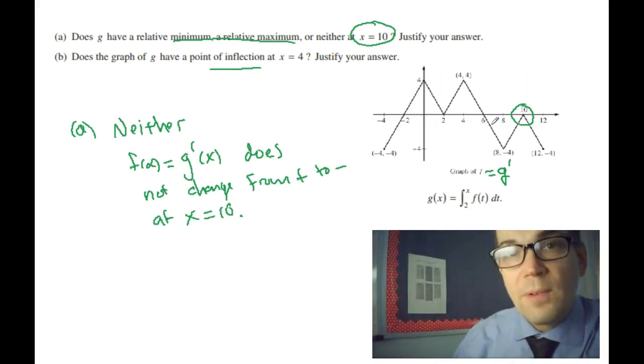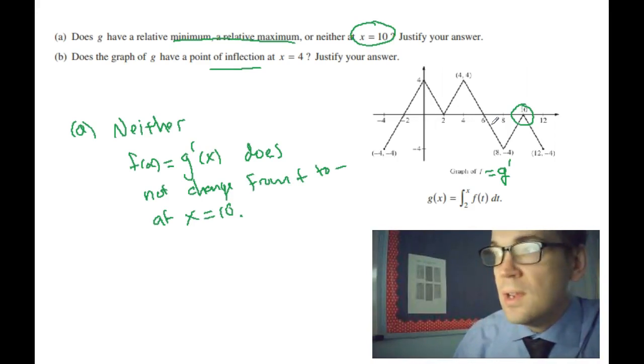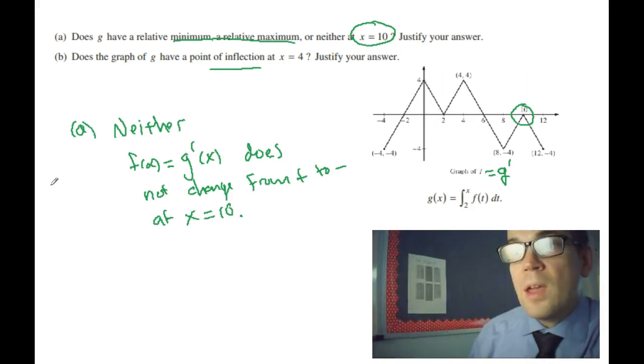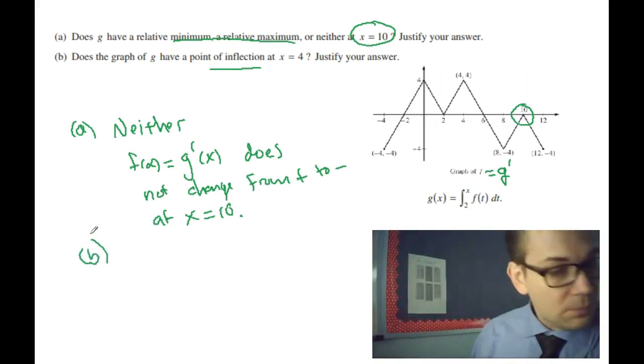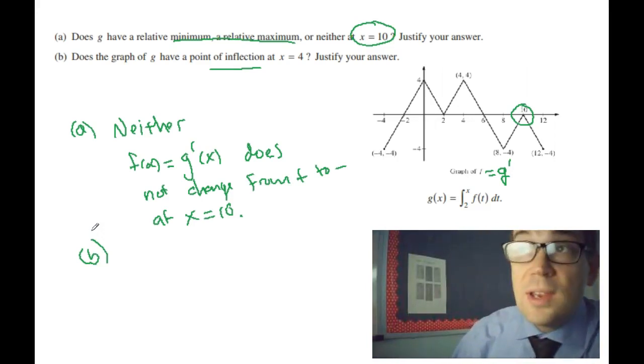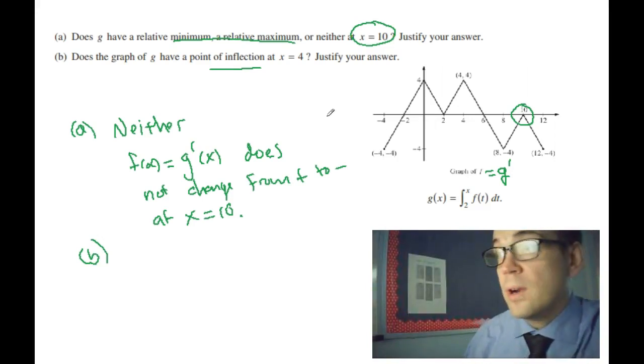That was worth 1 point for saying that. Well, 1 point for recognizing that g prime equals f, and 1 point for knowing how to find the local maximum. For part B, also worth just a single point, does the graph of g have a point of inflection at x equals 4?